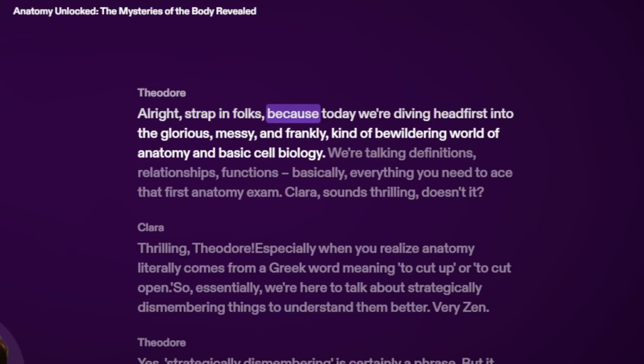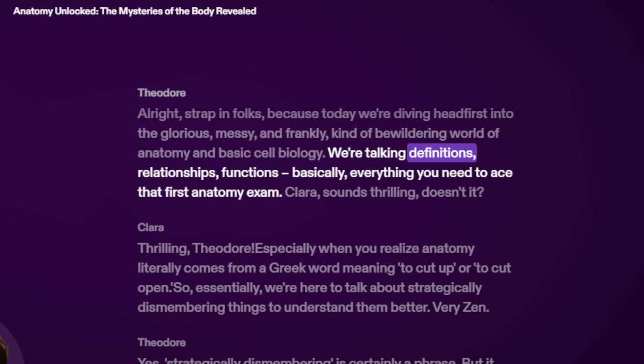Then, folks, because today we're diving headfirst into the glorious, messy, and frankly, kind of bewildering world of anatomy and basic cell biology. We're talking definitions, relationships, functions, basically everything you need to ace that first anatomy exam. Clara, sounds thrilling, doesn't it?